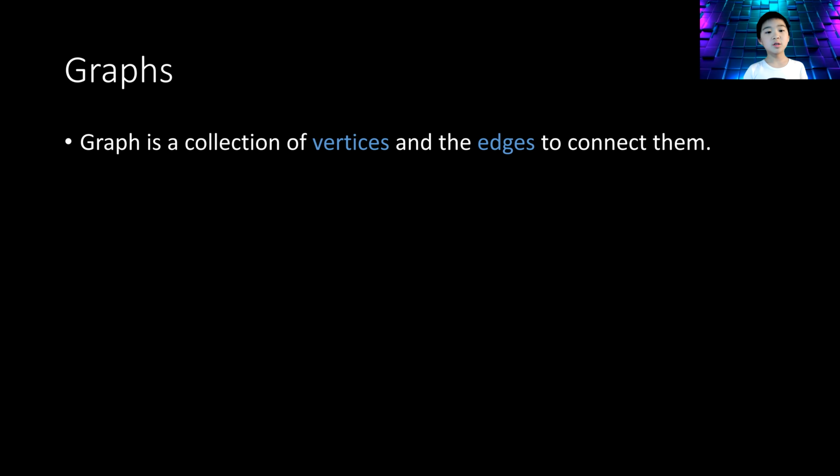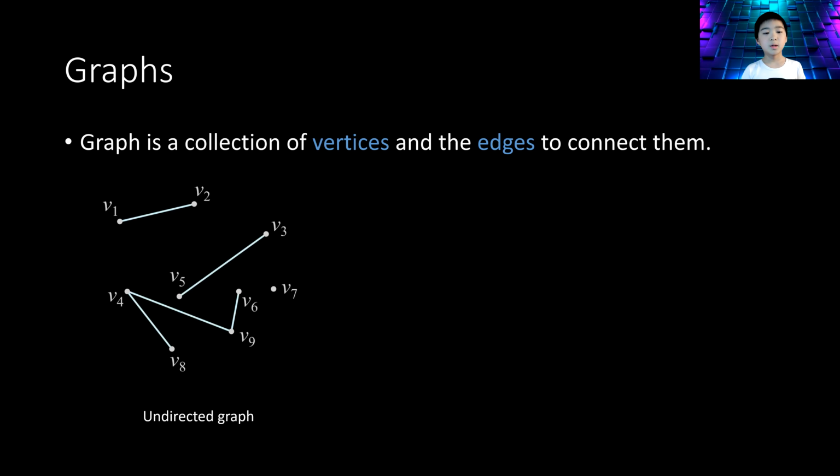So graphs are just a collection of vertices and the edges that connect them. Here's an example of an undirected graph. As you can see, the edges are just lines which connect the vertices or points on the graph. But we don't need to connect all the vertices. Vertex 7 doesn't have an edge connecting it to other vertices. Or in other words, it doesn't have any neighbors.